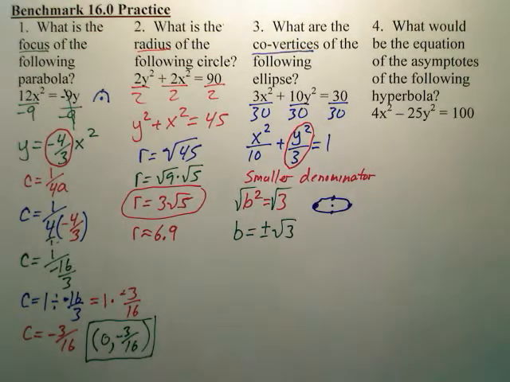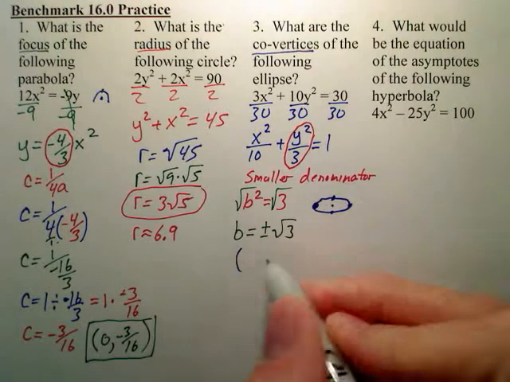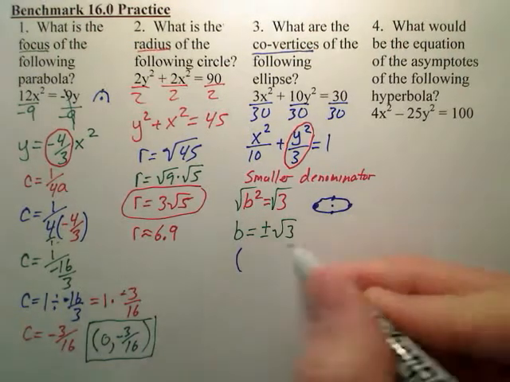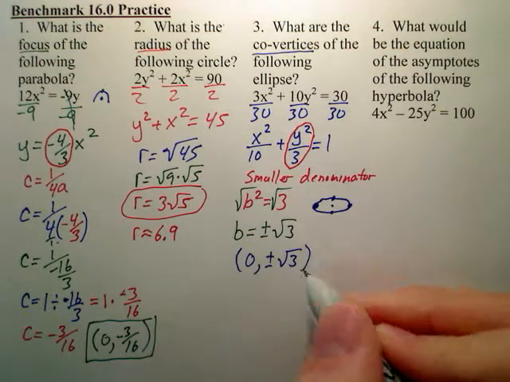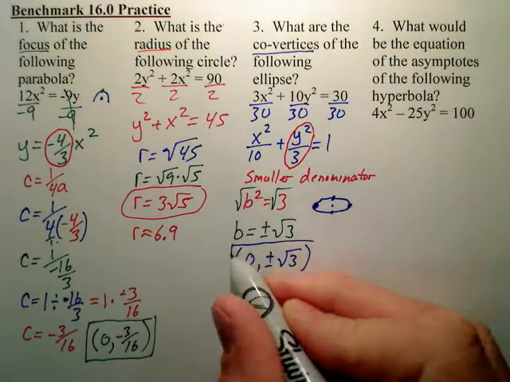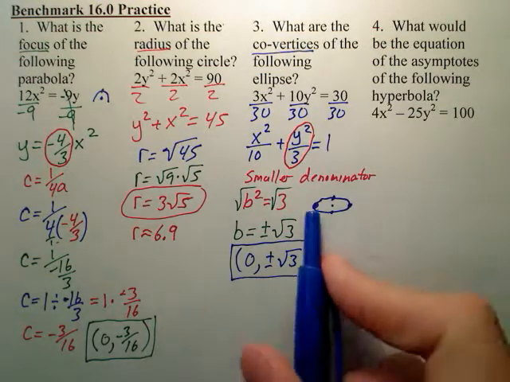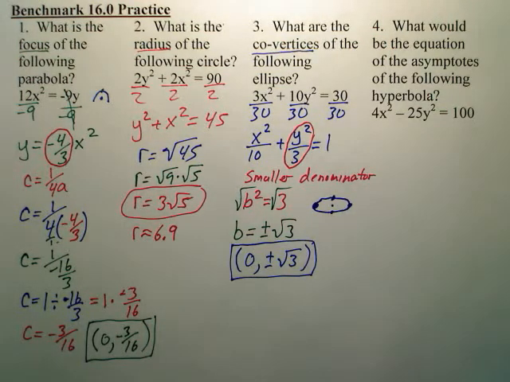So these co-vertices are right here. There's the smaller distances. So if I want those coordinates, well, didn't we go up square root of 3 and down square root of 3? So this would be 0 plus or minus the square root of 3. Those are your co-vertices. Now you could find your vertices, which are right here, but those would be your co-vertices. Be aware of that. B is your co-vertices.